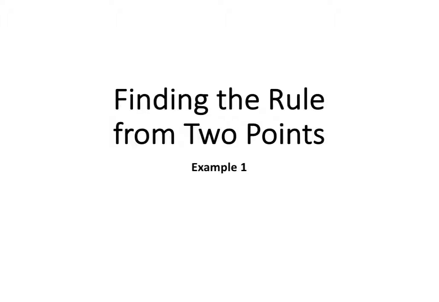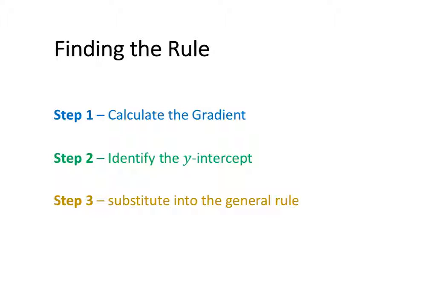In this video, we're going to have a look at how we find the rule of a linear line when we are given only 2 points. So the steps to finding the rule are the same as if we were finding it off of a graph. Step 1 is to calculate the gradient. Step 2 is to identify the y-intercept. Step 3 is to substitute those values for the gradient and the y-intercept into the general rule of y equals mx plus c.